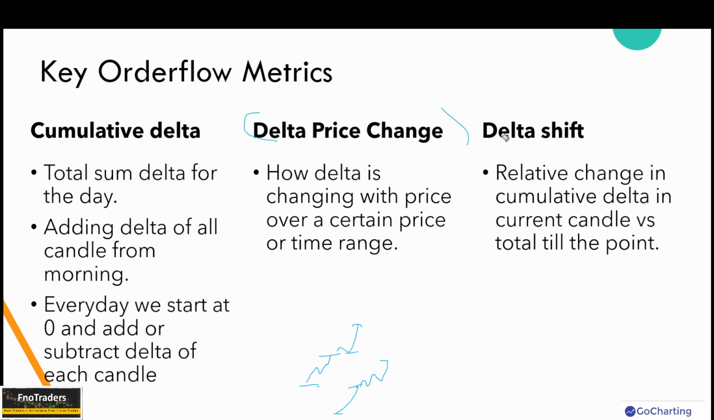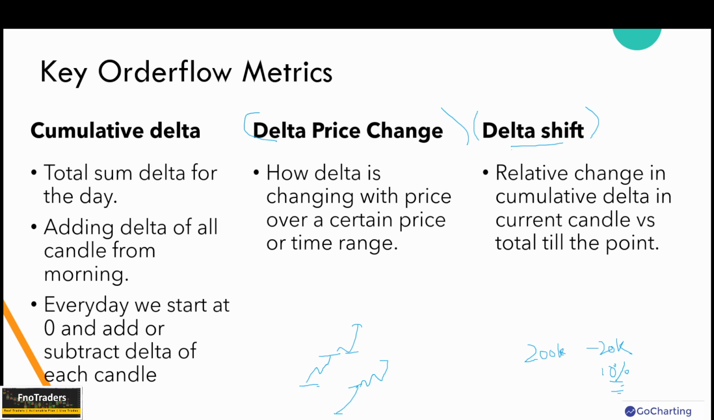And the third is delta shift. Delta shift is where delta is significantly changing in one particular candle. For example, till this point of the day I have a delta of 200k, but then I have a minus 20k delta in one candle, which is a 10% or more change in the delta in a single candle. I call it a delta shift candle. When a delta shift candle is happening, we are looking for momentum to shift in the market generally on the side of the delta shift.